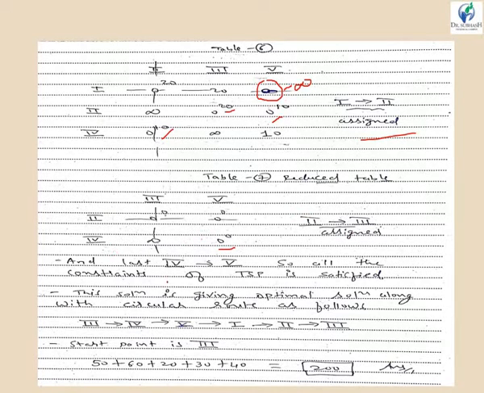Now 4 and 5 remain. So at last, 4 will be assigned to 5. Now you can say that all the constraints are satisfied for the traveling salesman problem. So this solution gives you the optimal solution, and the circular route is also followed. So the starting point is irrelevant.